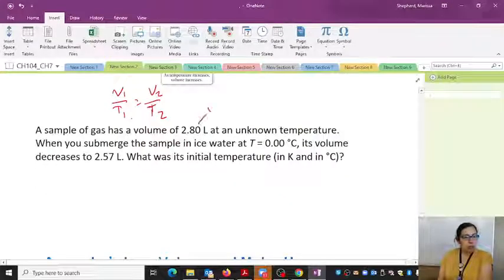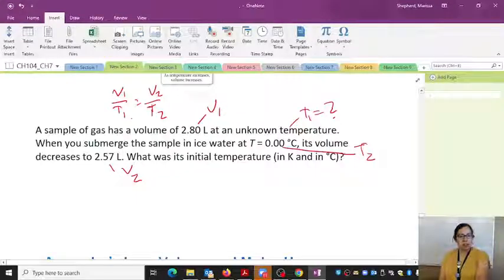So we had our V1, we don't know T1. And then we have T2 and V2. But what's the trick with T2 here? What do we need to do before we do anything? Convert it to Kelvin? Yep, so always want to be in Kelvin. So our T2 is 273 Kelvin. And so now it looks like we can plug everything in.